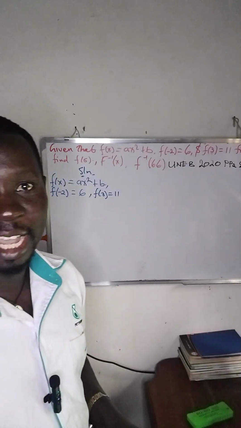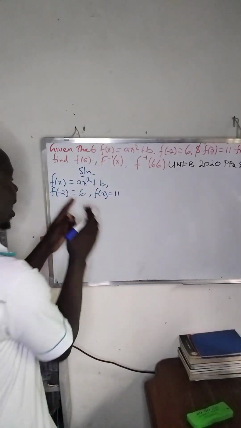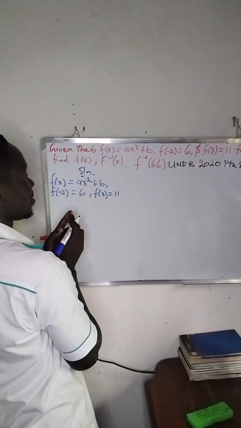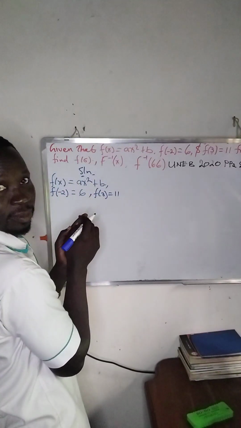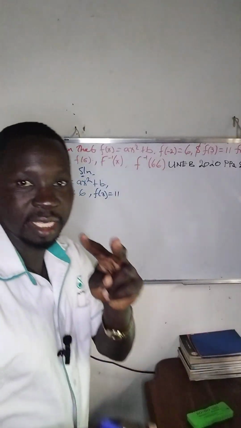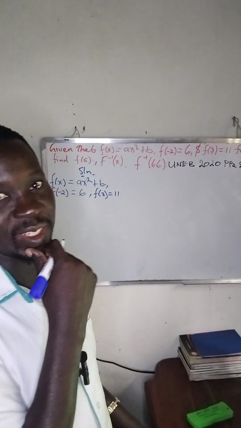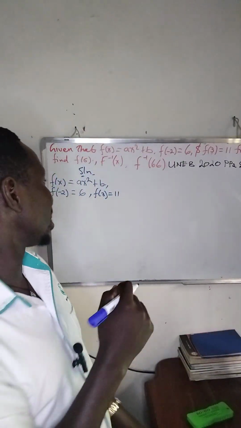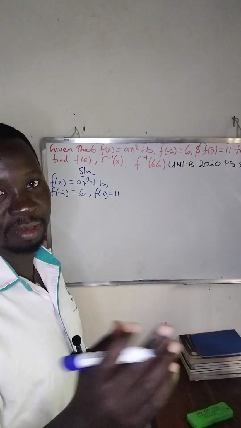What is required here? Just a method we use. We are going to first substitute the value of negative 2 into this equation given, and also substitute the 3, and we obtain 2 equations. And these equations, they are going to be simultaneous equations, my friend. Are we together? Such that we can obtain the value of a and b. Are we together?